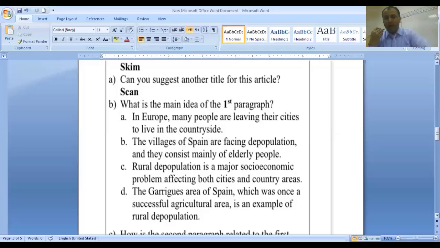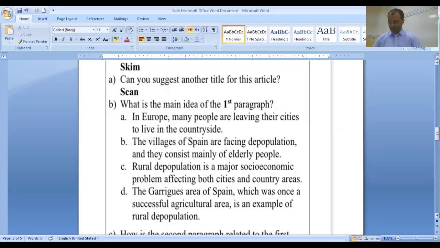Now, I want you to answer this question. What is the main idea of the first paragraph? Here we have 4 choices. A, in Europe, many people are leaving their cities to live in the countryside. B, the villages of Spain are facing depopulation and they consist mainly of elderly people. C, rural depopulation is a major socio-economic problem affecting both cities and country areas. D, the Garrigos area of Spain, which was once a successful agricultural area, is an example of rural depopulation.